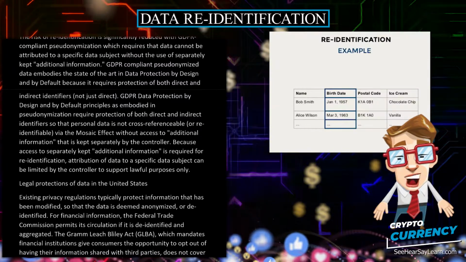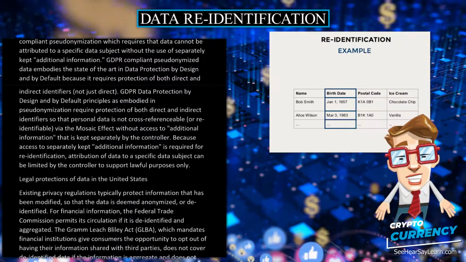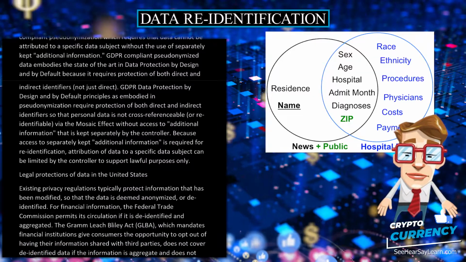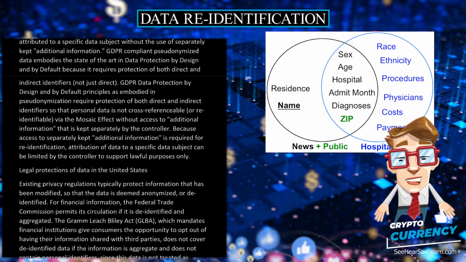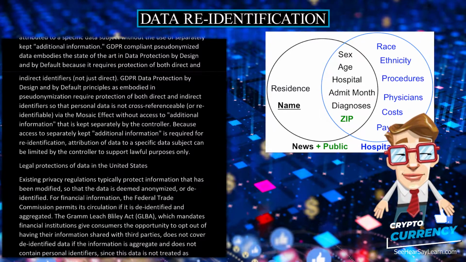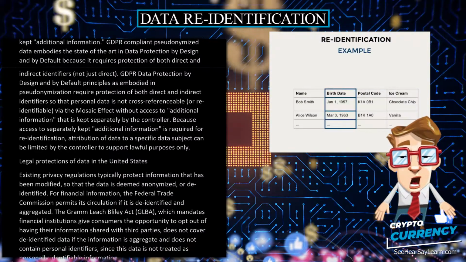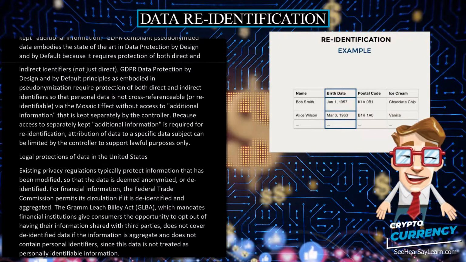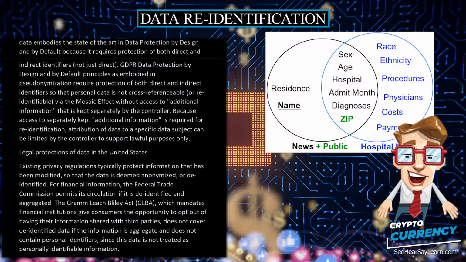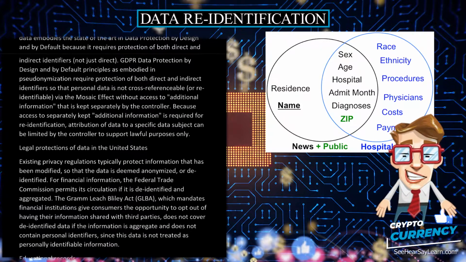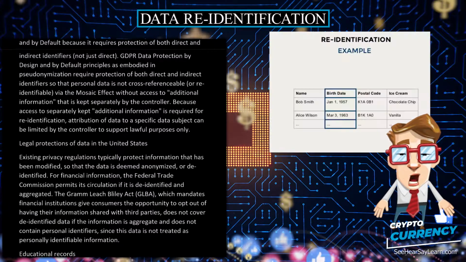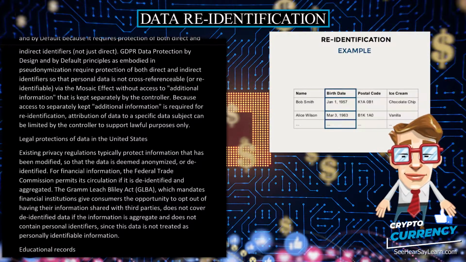The Gramm-Leach-Bliley Act, GLBA, which mandates financial institutions give consumers the opportunity to opt out of having their information shared with third parties, does not cover identified data if the information is aggregate and does not contain personal identifiers, since this data is not treated as personally identifiable information.